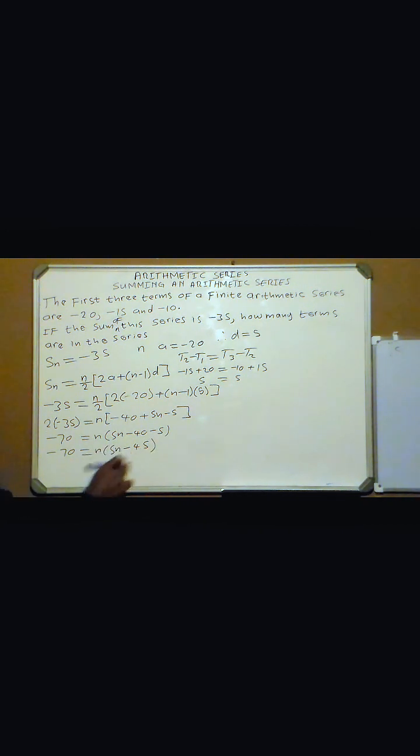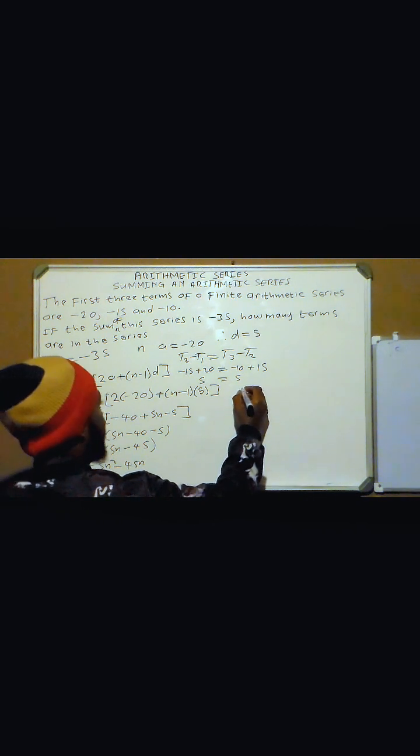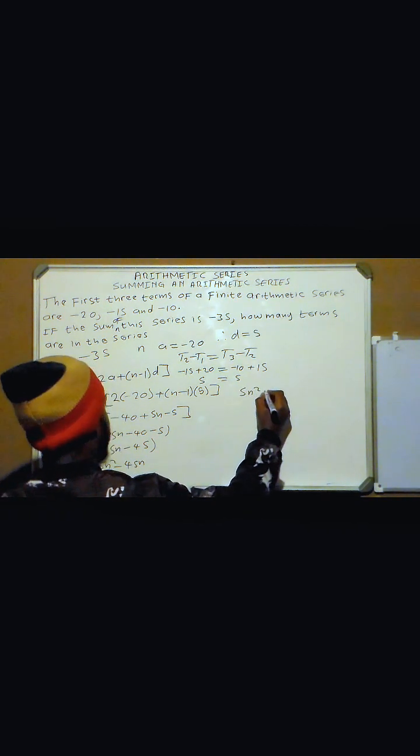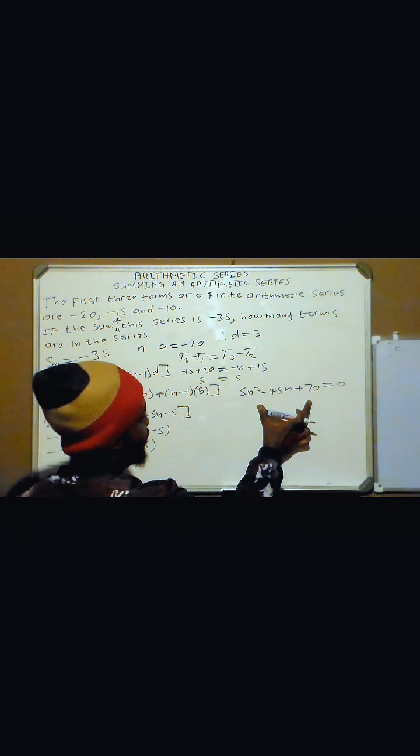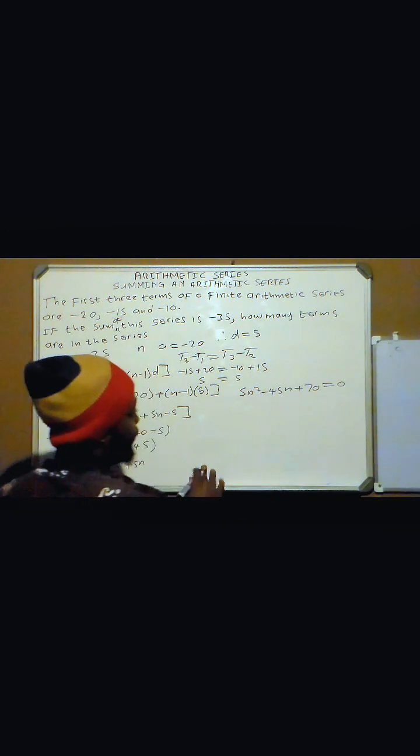Then I distribute the n inside the bracket. So this would be negative 70 equal to 5n squared minus 45n. And then I take this negative 70 and transpose it to the other side. So we have 5n squared minus 45n plus 70 equal to 0. We can use again the quadratic equation. But in this case, I see that we can find the factors of this equation. So I'll divide by 5 all throughout.